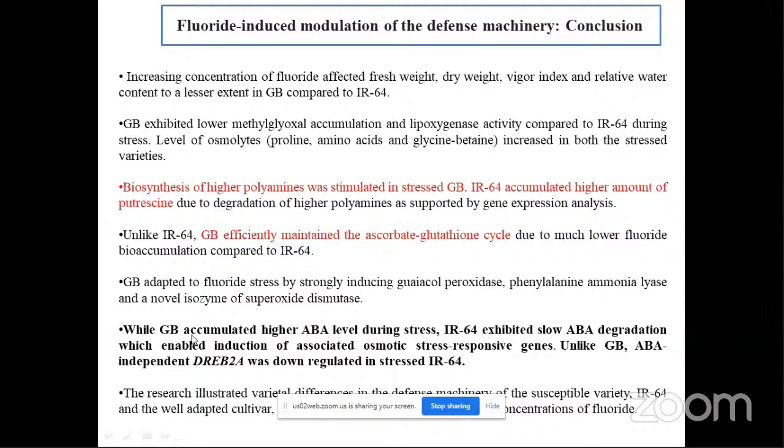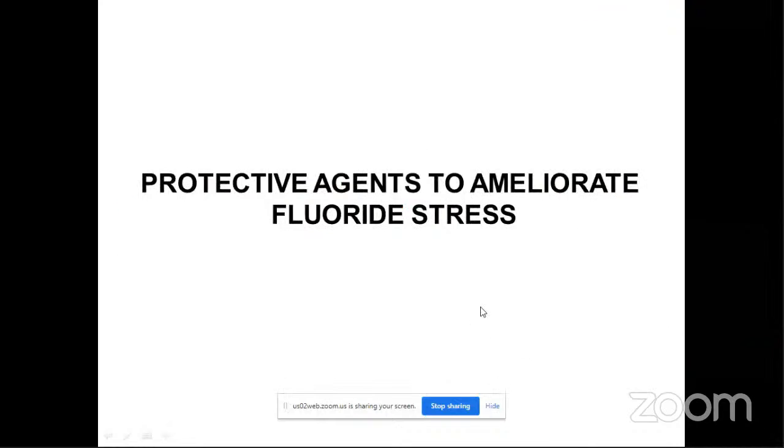GB, meaning Govindabhog, accumulated a higher ABA level, while IR64 had slow ABA degradation. So as I told you, ABA is behaving in a contrasting fashion in the two cultivars. Now, whether we could use certain protective agents to overcome this fluoride stress.